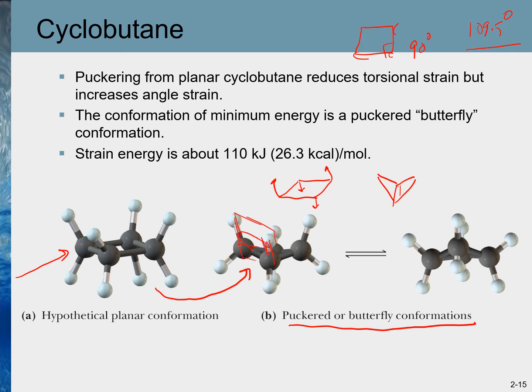So they are not directly next to each other. After adopting the puckered conformation, the torsional strain is reduced. Another thing to consider here is that after the cyclobutane molecule adopts the puckered conformation, this angle now is not 90, it's less than 90, and it has been found that the angle in cyclobutane in puckered conformation is about 88 degrees.